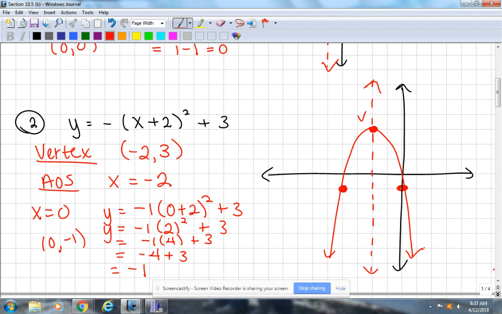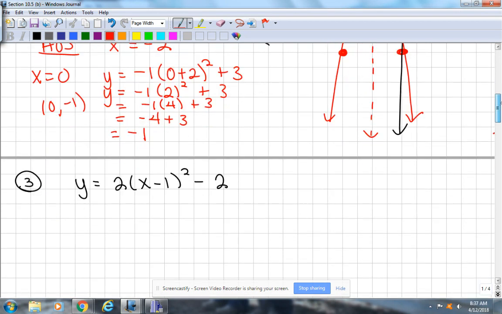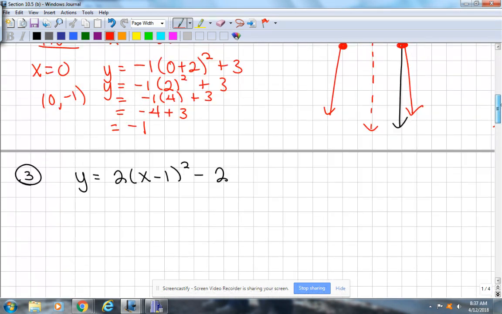So this isn't so bad, is it? Y'all think this is easier than yesterday? I think it is. Once you get the hang of picking out that vertex, it's like, oh yeah, we like this better. Okay.